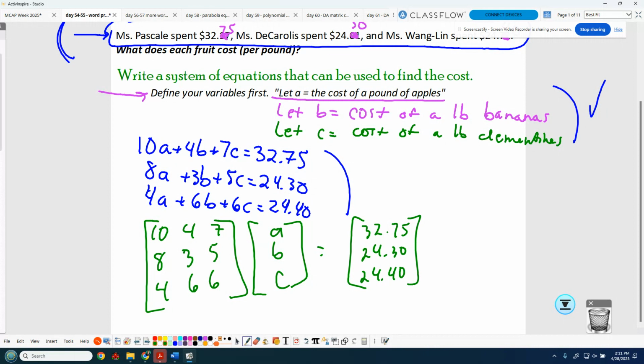Okay, so when we multiply matrices, first times this, second times the second one, third one times the third one, so 10A plus 4B plus 7C equals this guy. That gives me that first equation. Like, do you see how these are working?